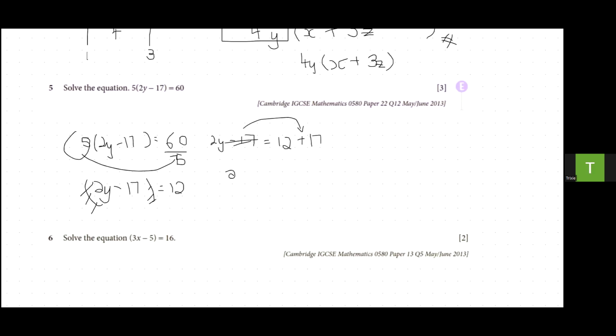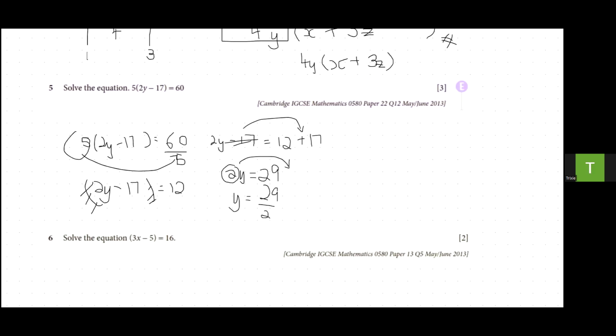So 2y equals to 12 plus 17. 12 plus 17 is 29. So 2y equals to 29. But we only need y, 1y. Then we just need to move this 2y to the other side. At the original side, it means times. So when we move to the other side, it will change to divide. So 29 divided by 2.